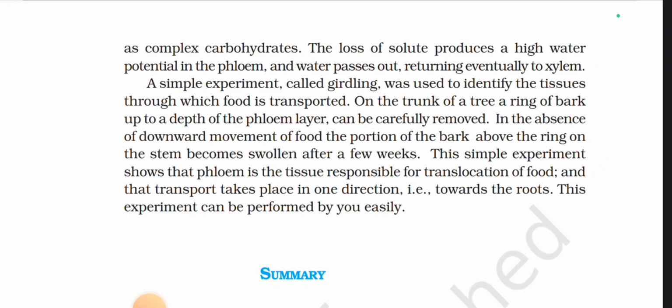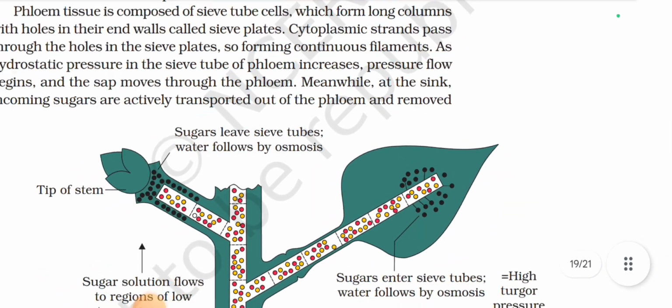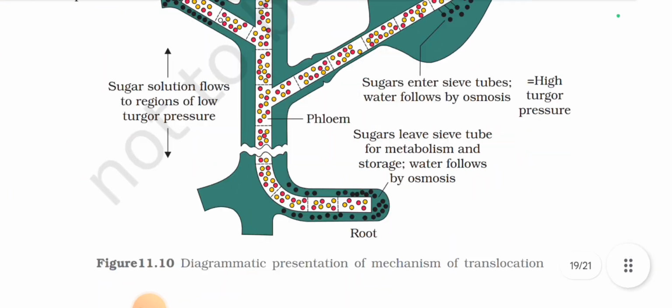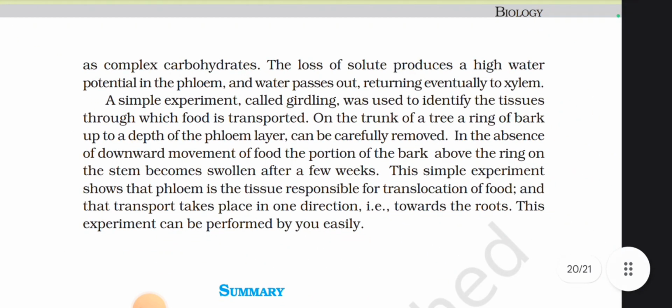So let us complete the line: meanwhile at the sink, incoming sugars are actively transported out of the phloem and removed as complex carbohydrates. The loss of solute produces a high water potential in the xylem and water passes out, returning eventually to xylem. A simple experiment called girdling was used to identify the tissues through which food is transported.